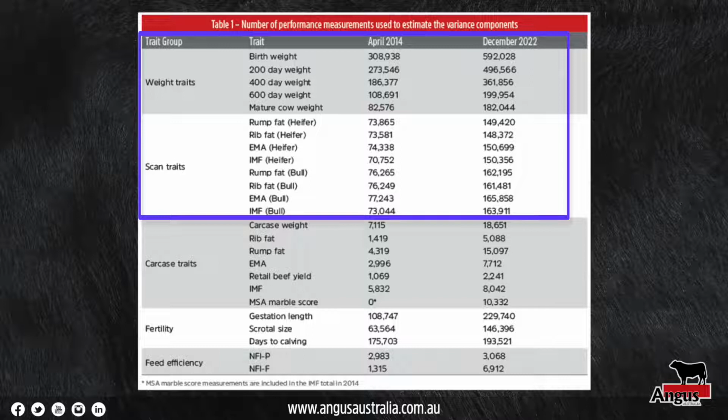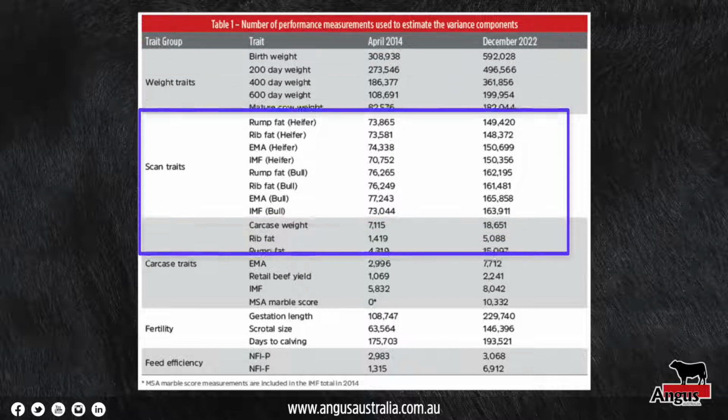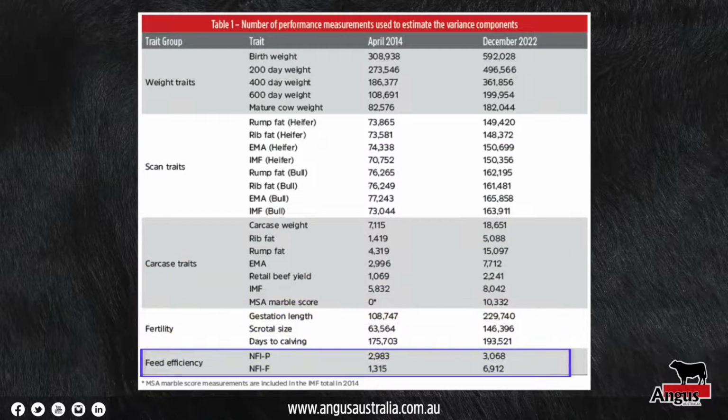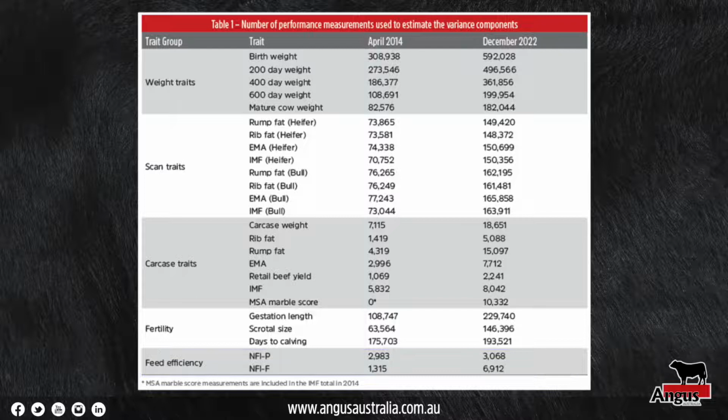But we already had a pretty good data set before on which to calculate those variance components. The key advantage this time, and the key step forward, is that the amount of information available for the abattoir carcass traits and also for net feed intake is significantly higher. So we can now estimate those variance components with far more rigour, and ensure that we're utilising those performance measurements taken on abattoir carcasses and in our research trials for net feed intake in the best possible manner within the genetic evaluation.